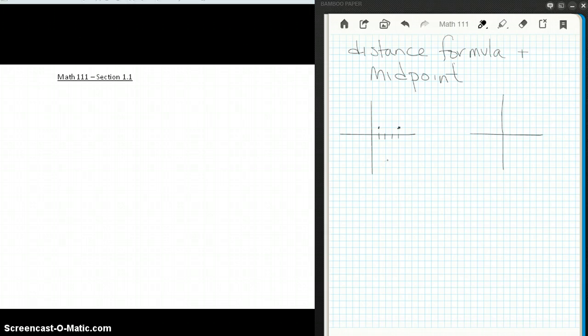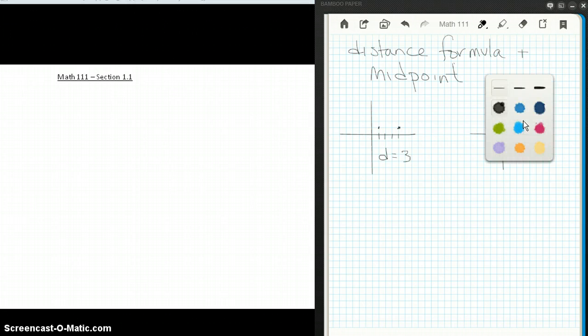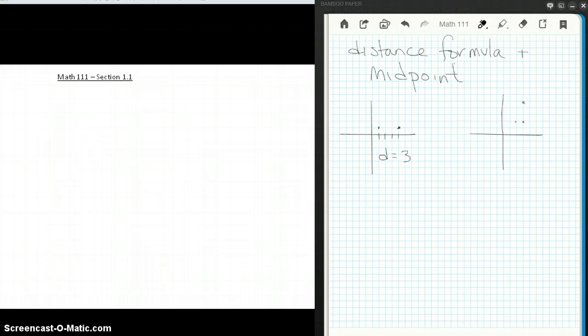If I call the distance d, I could say that d equals 3. The same thing applies if we had 2 points stacked vertically on top of each other. These 2 points are stacked directly on top of each other, so it's just a matter of counting. If I start at this one, I go up 1, 2, 3, and again the distance is 3. That just happens to be coincidental.